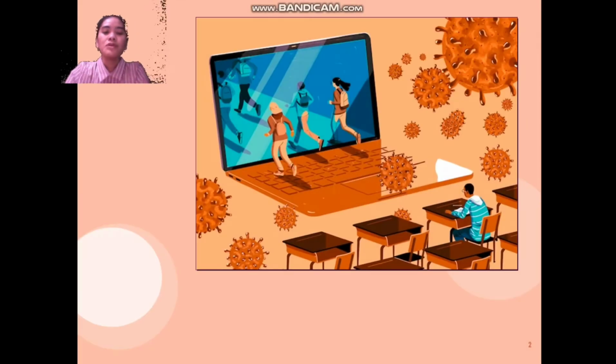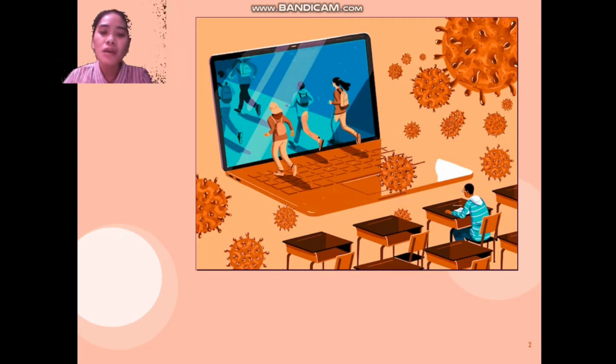And before going to the presentation, I want to show you this picture. As you can see in the picture, there are a lot of people running into the screen, and meanwhile there are a lot of round things that we usually say as virus. So can you guess what is the meaning of this picture? Actually, this picture is our reality right now.